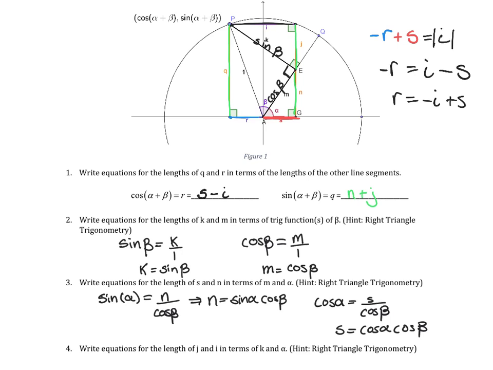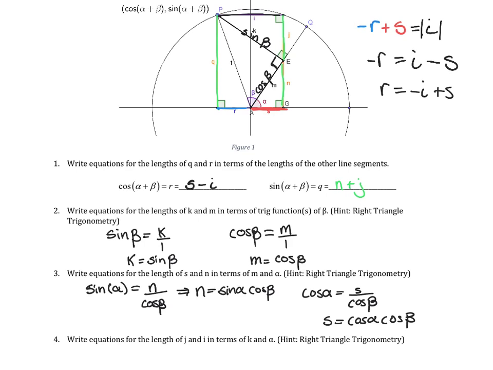If you were to look at your pink sheet right now and look at the expressions for the sum and difference formulas, you would start to see some of these expressions popping up. Okay, so now we need to write expressions for the lengths of j and i in terms of k and alpha. So j is right here, and i. This part's a little bit more tricky because we don't know what this angle is right here. What I do know is that within this right triangle that contains alpha, this angle is the complement to that, so it is 90 minus alpha.